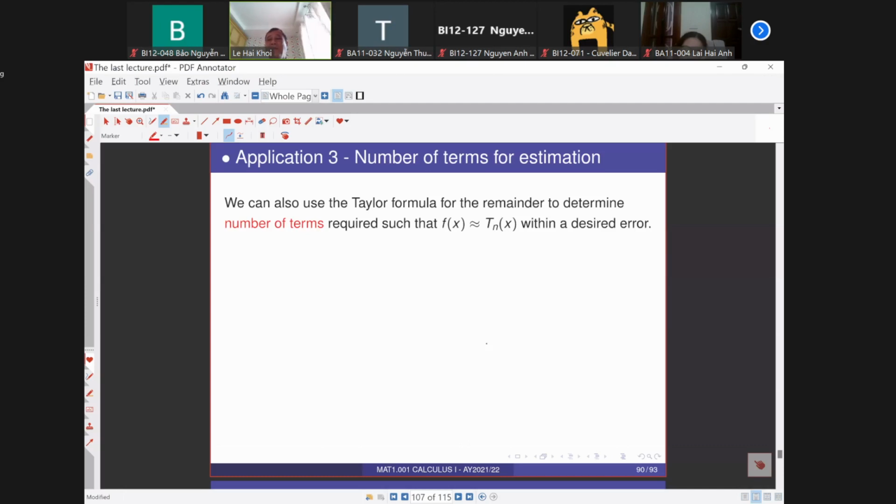So, next. Cái này khó nữa. Thứ nhất, chúng ta dùng Convergence. Thứ hai, chúng ta đánh giá cái độ sai số nếu chúng ta dừng ở một cái polynomial nào đấy. Và cái thứ ba là người ta cho các em sai số, và người ta hỏi là các em phải dừng ở polynomial nào. Here, we can also use Taylor formula for the remainder to determine number of terms, tức là cái Tn(x) với n bằng bao nhiêu. Thì chúng ta có cái xấp xỉ này với cái sai số mong muốn cho trước.